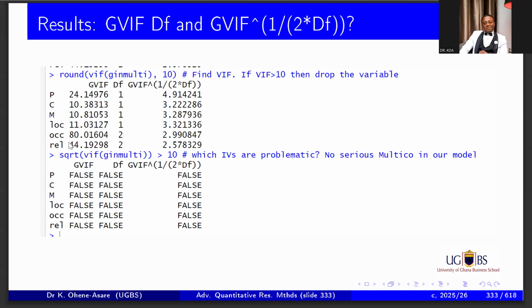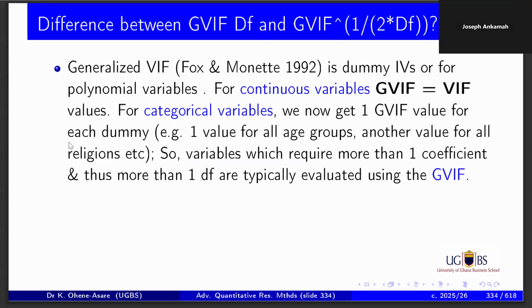And who can tell me why we don't look at them? Why we don't check the VIF for these dummy variables? Why don't we need to consider the VIF for the dummies? Joseph. Because their values have no effect on the model. Why? How do you know that? How do you know?